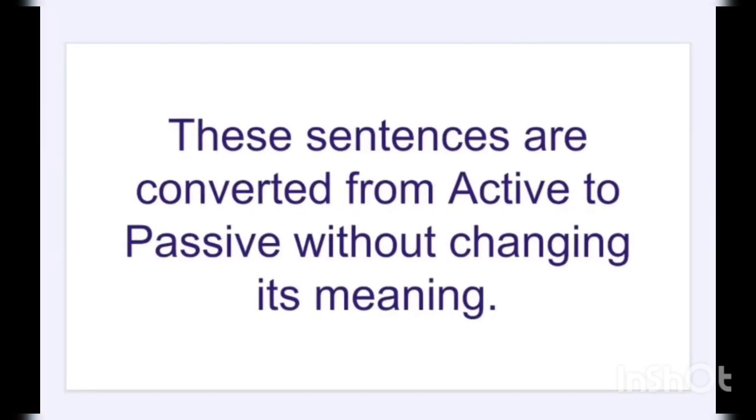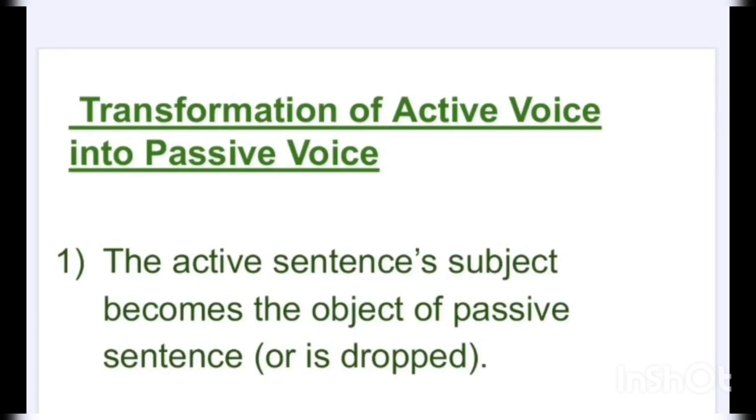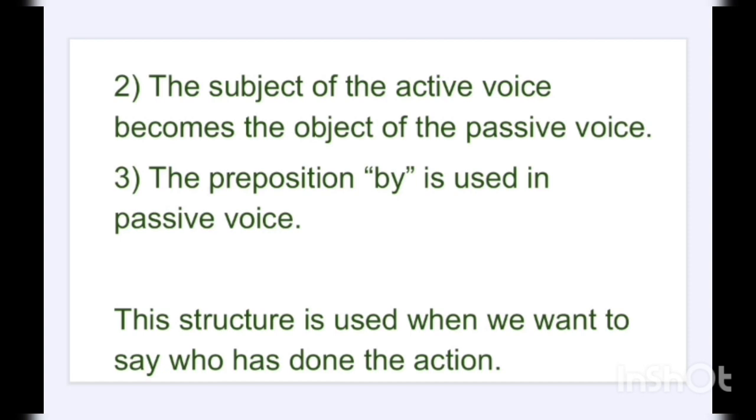These sentences are converted from active to passive without changing the meaning. When we want to convert an active sentence to a passive sentence, we apply the following rules. Transformation of active voice into passive voice. The first rule is the active voice sentence's subject becomes the object of the passive sentence or is dropped. The second rule is the subject of the active voice becomes the object of the passive voice.